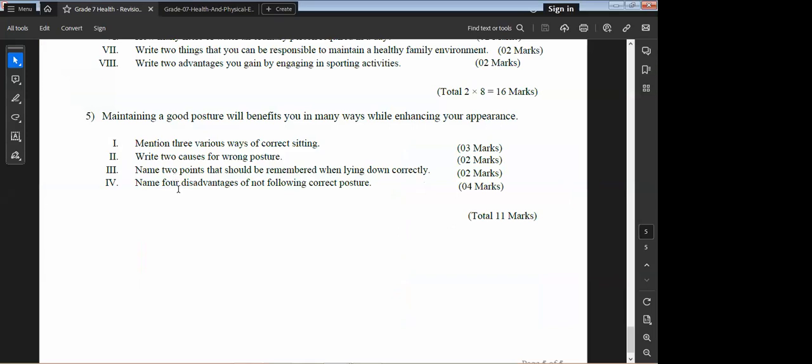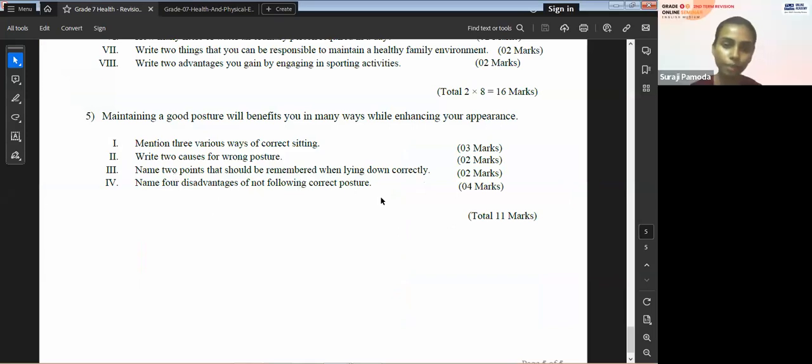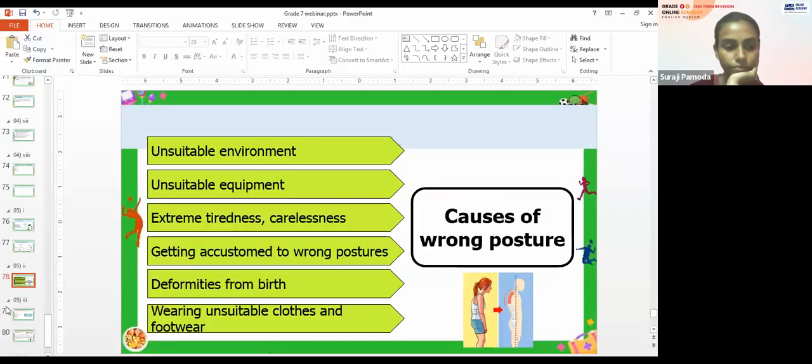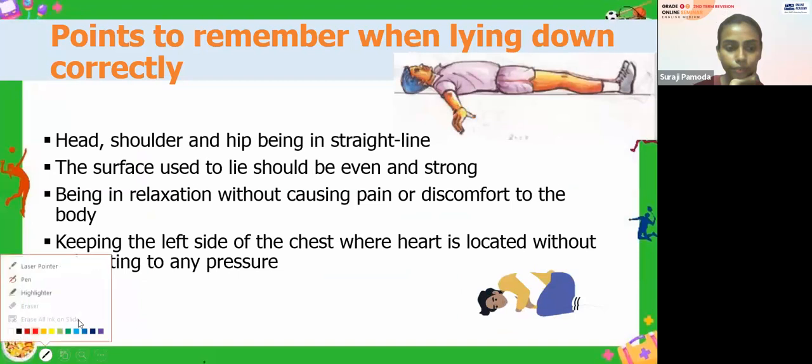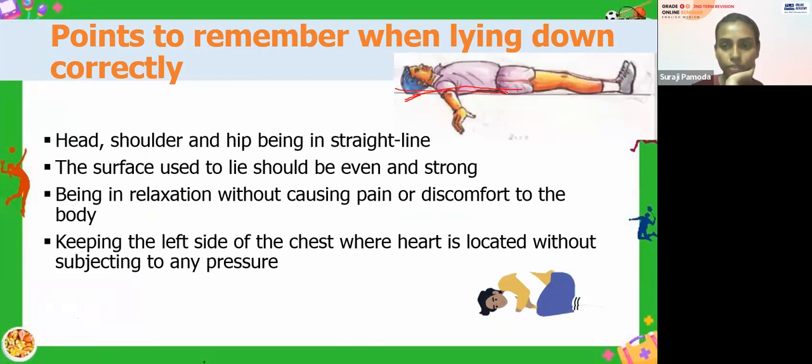Then the third one, name 2 points that should be remembered when lying down correctly. So tell me, we use lying down when sleeping, meditating, and resting. So when you lie down, you should maintain the correct way. Look at this one. These should be remembered. Head, shoulder, and hip should be in a straight line.